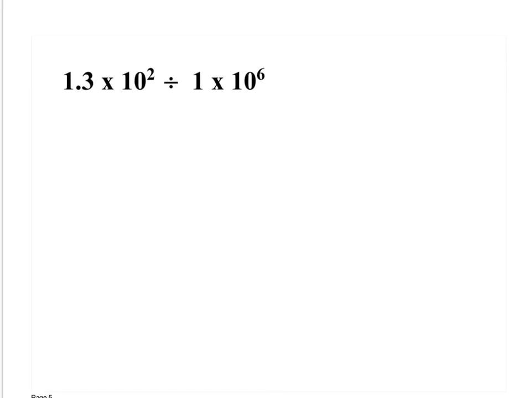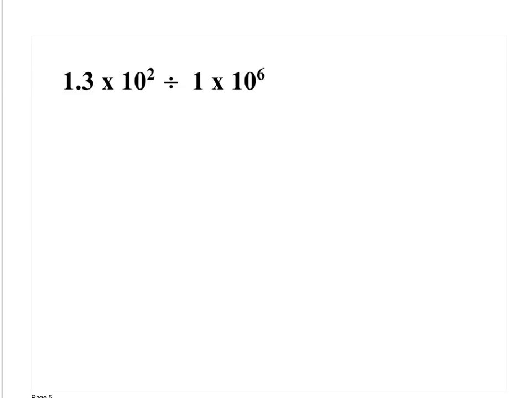Here they give you a word problem, and it says that 1 times 10 to the 6 fruit flies, so 1 million fruit flies, weigh a total of 1.3 times 10 to the 2 pounds. So 130 pounds. All right. How much does one fruit fly weigh? So you have to divide these two numbers. You take the total weight, you're dividing it by the total amount of fruit flies.